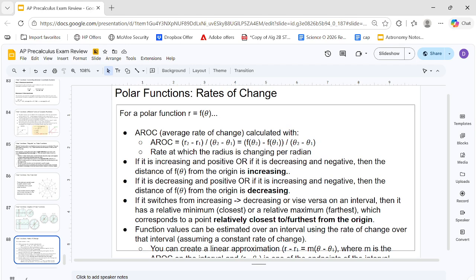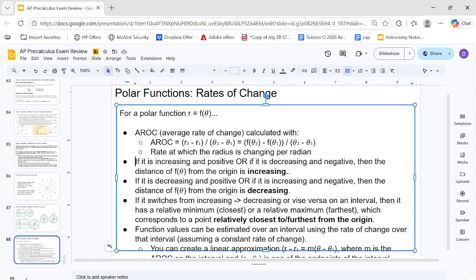And the opposite is true if it's decreasing positive or increasing negative. The distance from the origin is decreasing. You really don't need to memorize that. You probably won't get a question like that, and you can kind of reason your way through it either way by just thinking about it.